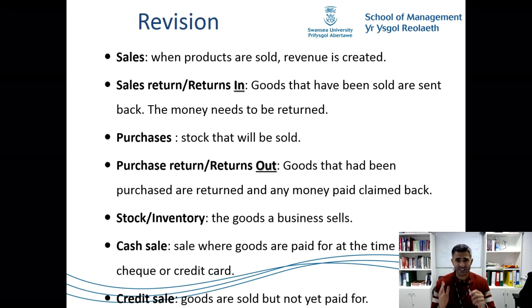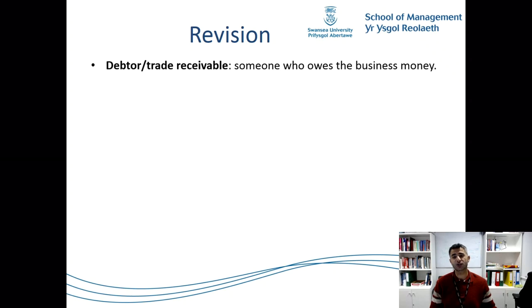When it comes to credit sale, when you buy something, or the business sells you something, and they haven't received the money yet, sales are made on a credit basis. In this case, the business needs to open a T account. It's called trade receivables or debtor account.